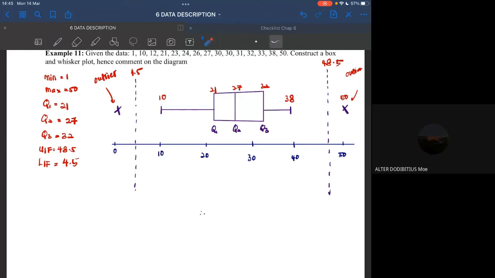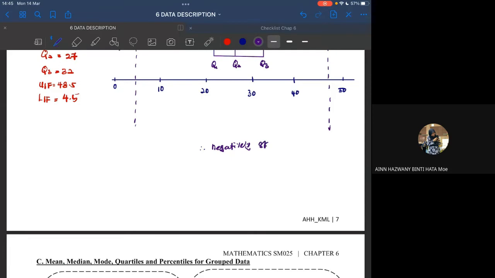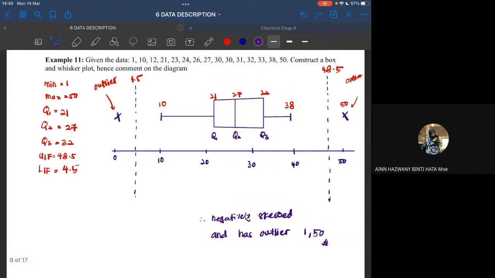Negatively skewed. Okay, ini ialah 17, ini ialah 11. So the data is negatively skewed and has outlier 1 and 50. That is the conclusion that we have to write. Okay, the skewness dengan outlier.